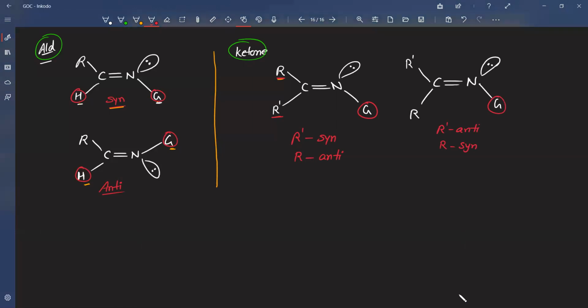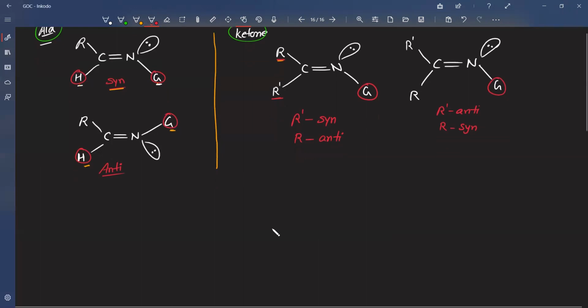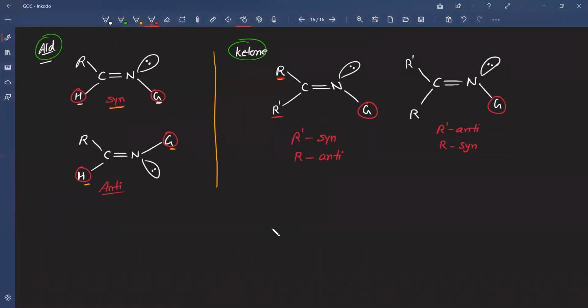I have a question. Yes, go ahead. How is syn different from cis? Syn is different from cis. In cis, H and G were same. Oh, right. I forgot. Okay, so that is the difference. In anti, H and G were same, but here they are different. Is it clear? Shall I move to the next?